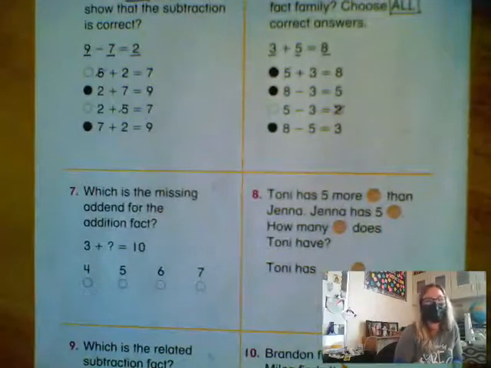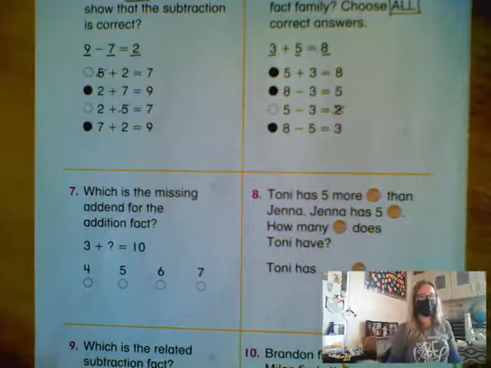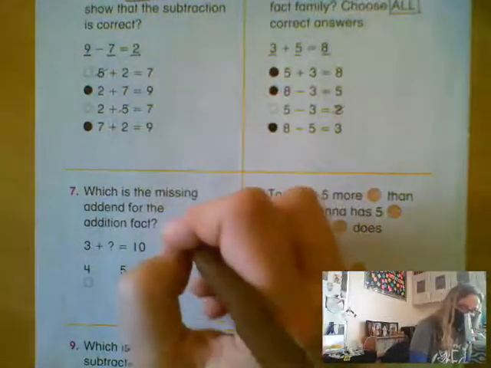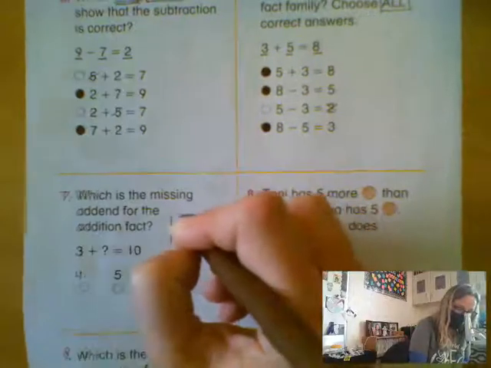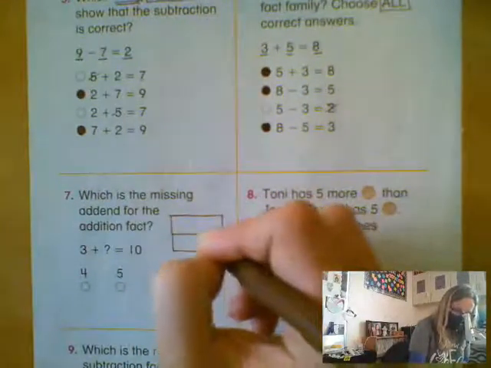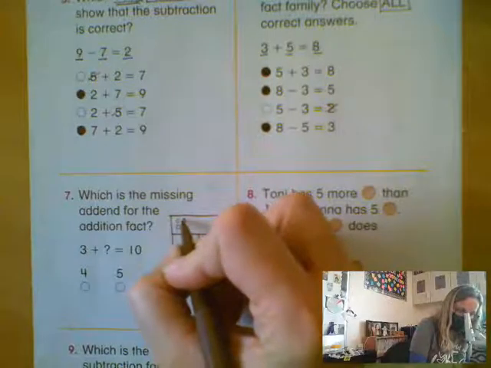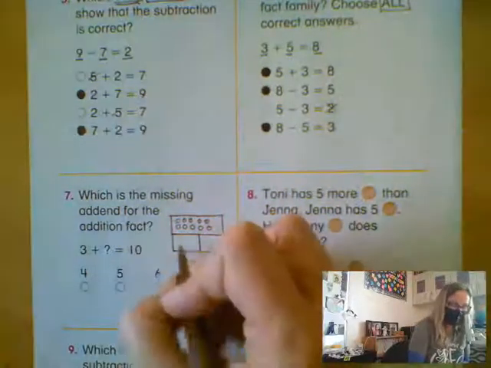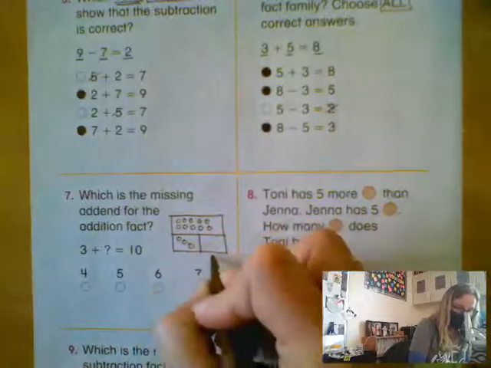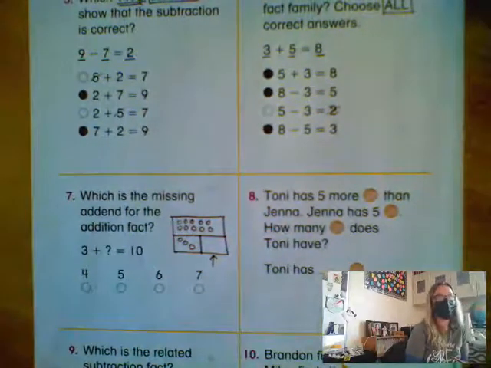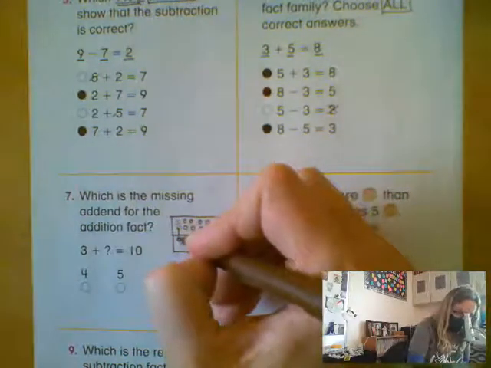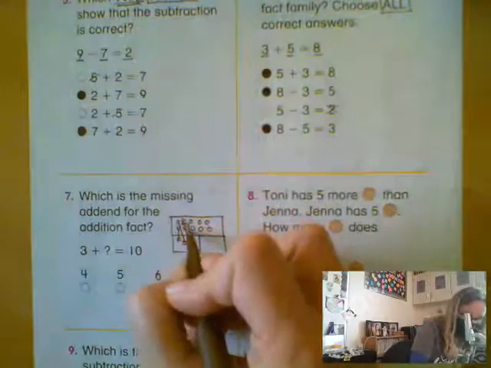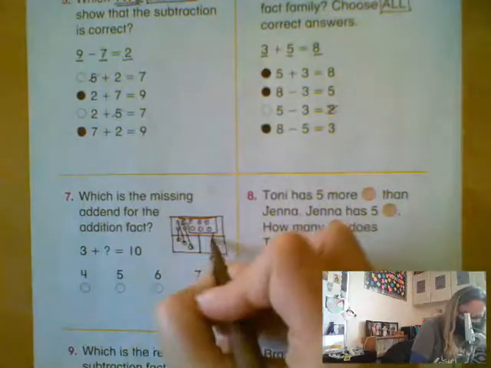All right. Number 7 says, what is the missing addend for the addition fact? So they're asking us 3 plus some number equals 10. If I were to think about that in my part whole, I need 1, 2, 3, 4, 5, 6, 7, 8, 9, 10 all together. And here I have 1, 2, 3. So we're solving for this other part. So if I take 1, 2, 3, how many are left up here that I need to fill in on my other part?